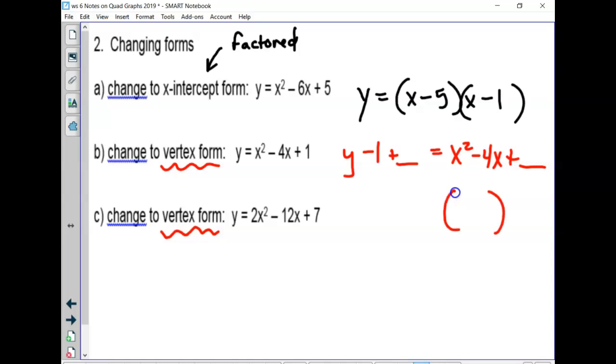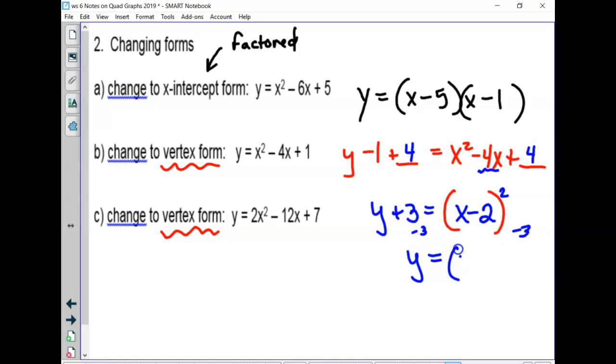Now how do we complete the square over here? Just like we did on the quiz. Half of the b term would make this x minus 2, squared would make it a positive 4 in the blank. Now on the left side we have y plus 3 equals this. So to get it in vertex form, all we need to do is subtract the 3 back over to the other side. So we have x minus 2, quantity squared minus 3. This is vertex form.